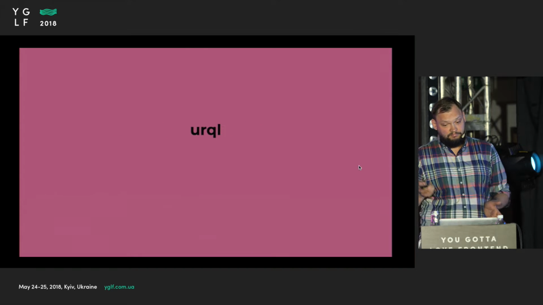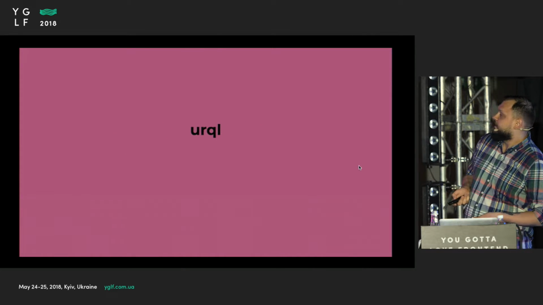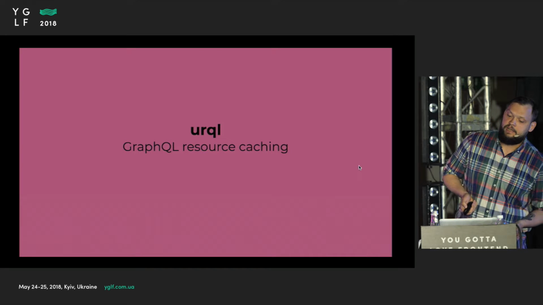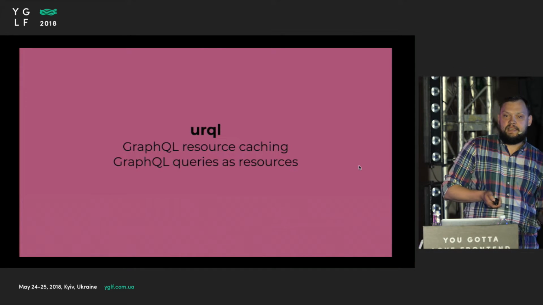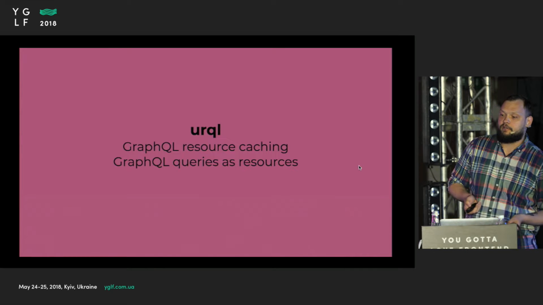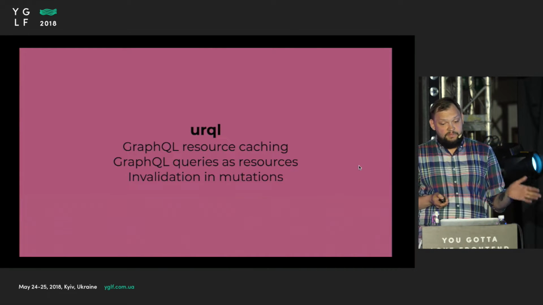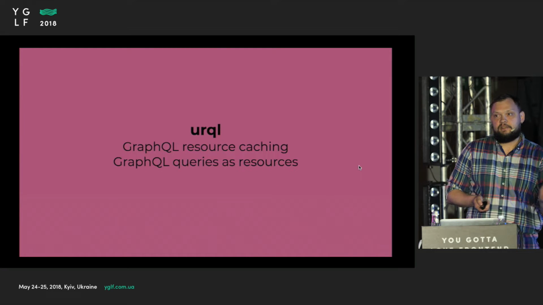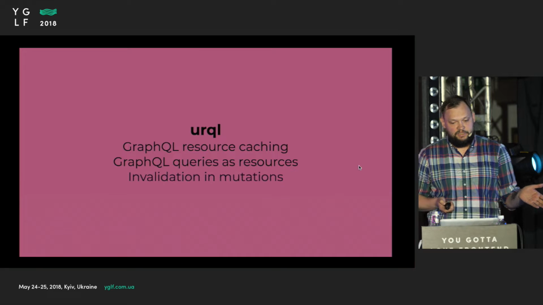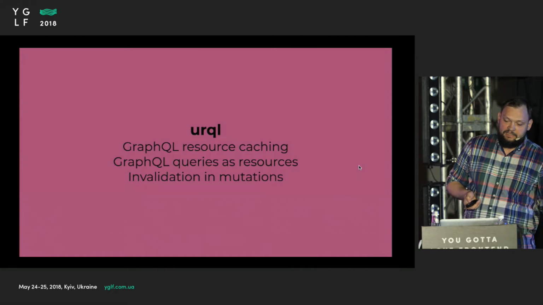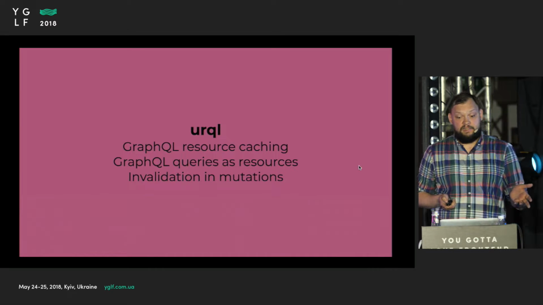So in the GraphQL world, we have URQL. And URQL basically is GraphQL resource caching. And instead of URLs, it uses GraphQL queries. It basically takes the hash of your GraphQL queries and your variables, and then it uses that as your cache key. And it's extremely simple because of that. You don't need to write any other code. You just have a query, you connect it to a component, and then you have data fetched. And you can invalidate those queries inside your mutation by just listing the queries you want to invalidate.